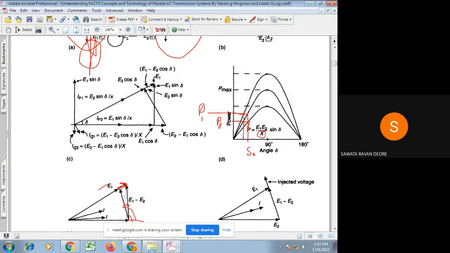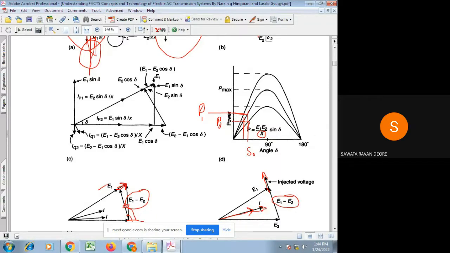Third is, rather than changing the magnitude of E1 or the magnitude of E2, if we change the magnitude of this E1 minus E2, that is, suppose this is your E1 minus E2, if we inject a voltage in series with the line such that it will be in phase with the voltage drop across the line. And because of the change in this E1 minus E2 voltage, what happens? The magnitude of the current flowing through the line, which was this one earlier, now changes significantly.